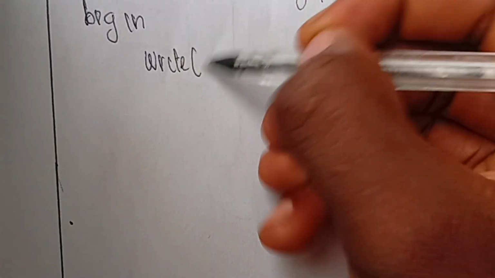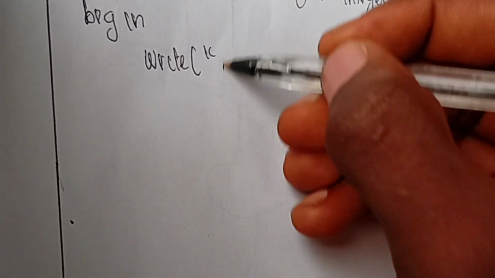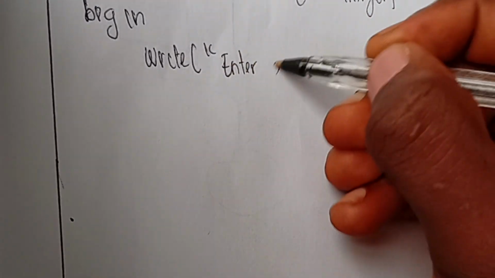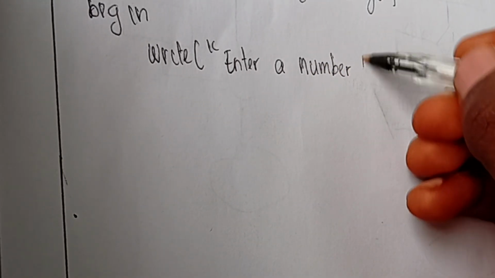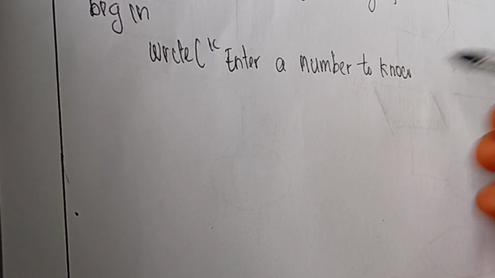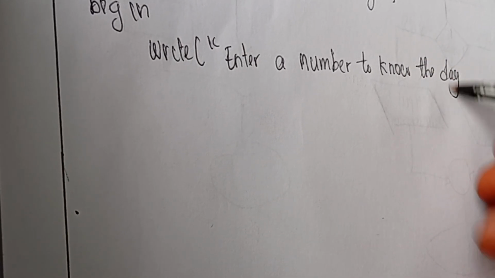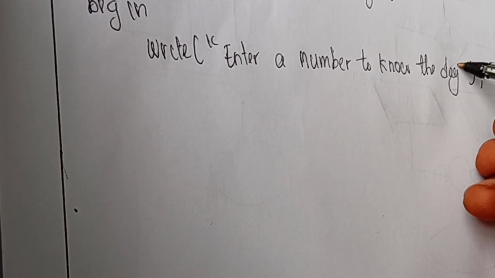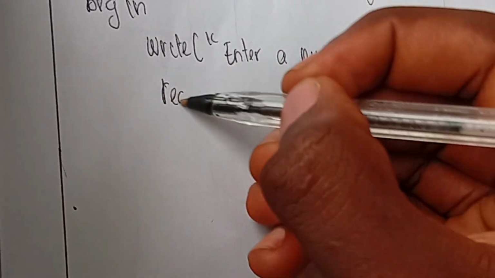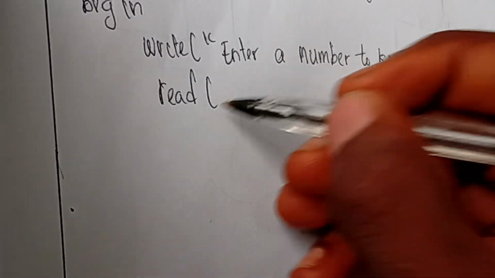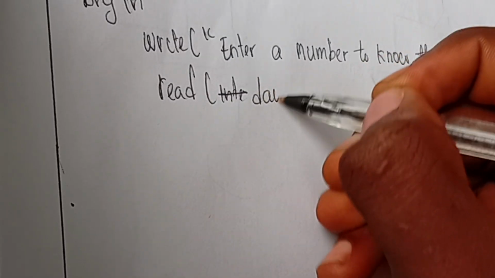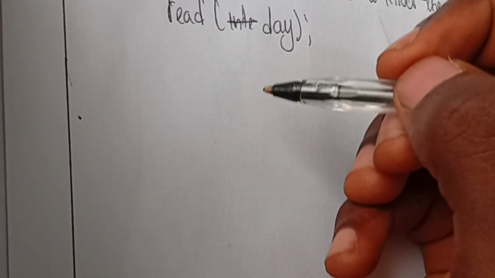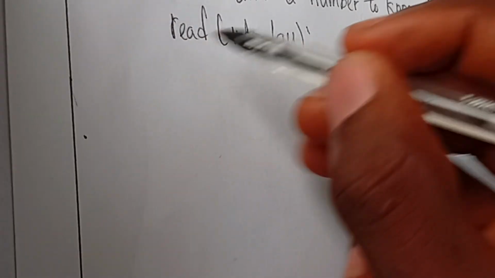Right, we want to take the day of the week from the user, enter a number to know the day. Let's put this in here. We want to store this number inside D. I lost a little bit of focus, but no worries.